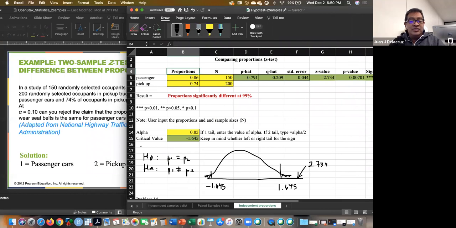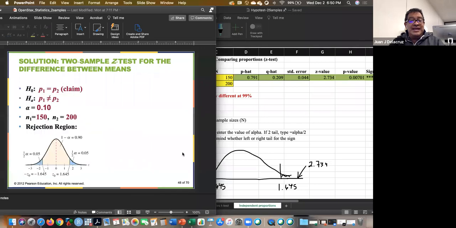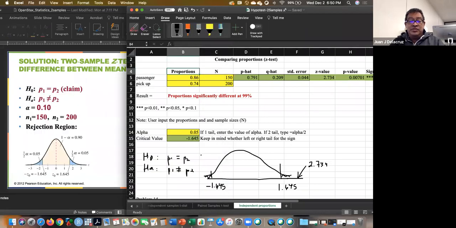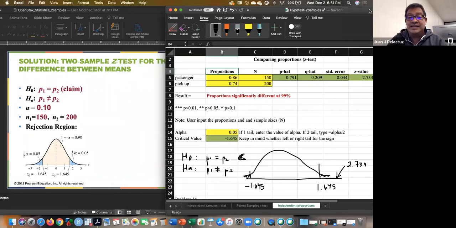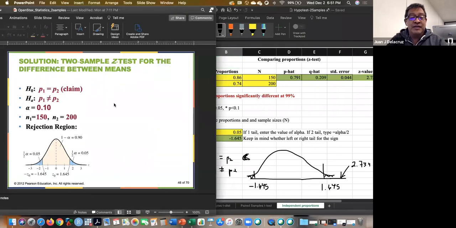So in this case, the claim is that we reject the claim that the proportion of occupants is the same. Let me just use a C. It's a claim. Because I am rejecting H naught, I don't have enough evidence to support the claim. So in this case, the claim happens to be H naught. So I don't have enough evidence.